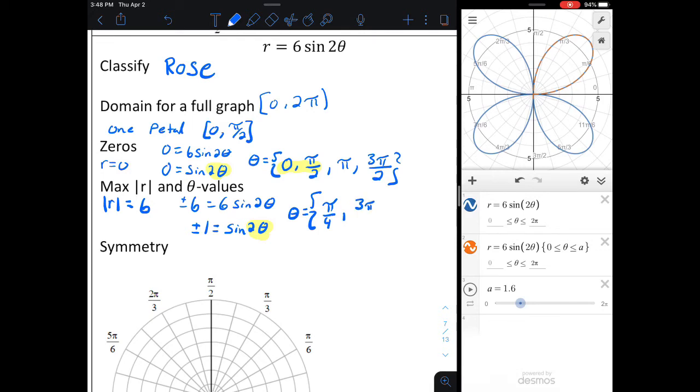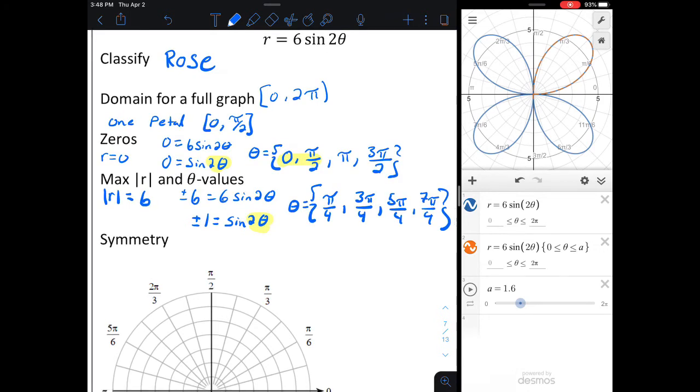Well, because 3 pi over 4 times 2 is 3 pi over 2. And then I keep going and say, all right, well, the next petal looks like it's at 5 pi over 4, and then 7 pi over 4, are all the max when the polar curve is its maximum distance away from the pole.